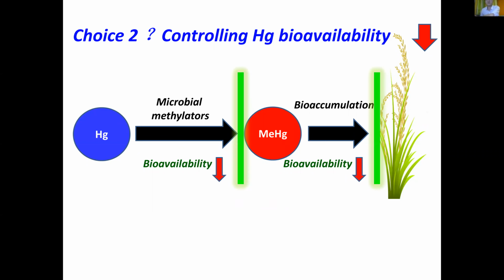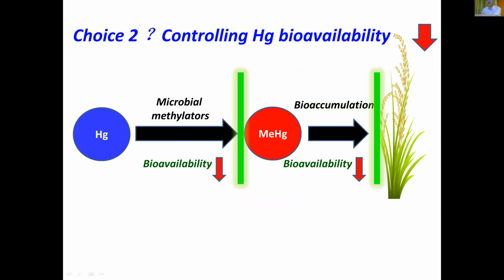So for the first process, we want to control the availability of mercury to the microbial methylators, that means the bacteria. And then we can reduce the mercury methylation in the soils. And for the second process, we want to reduce the availability of methylmercury to the plants and to reduce the bioaccumulation of methylmercury in the plants. So this is our second choice.